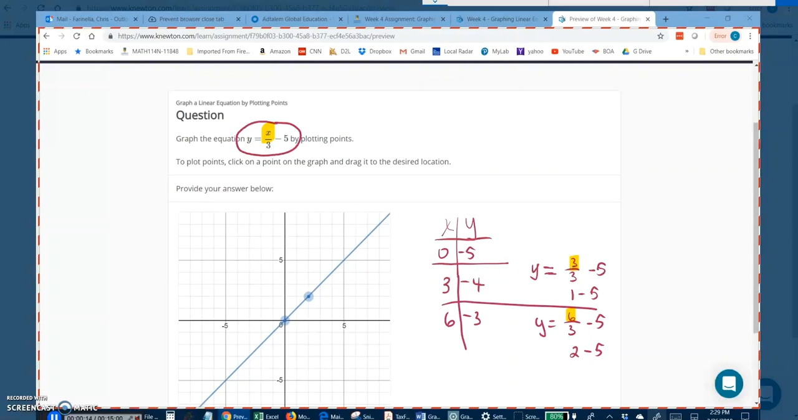Now, if we look at the picture here and drew it by hand, (0, negative 5) would be this point. (3, negative 4), 1, 2, 3, down 4 would be this point. And (6, negative 3) would be this point. They look like they're all lined up pretty well. So we can plot any two of these. Let's go with the first two we found, (0, negative 5) and (3, negative 4).